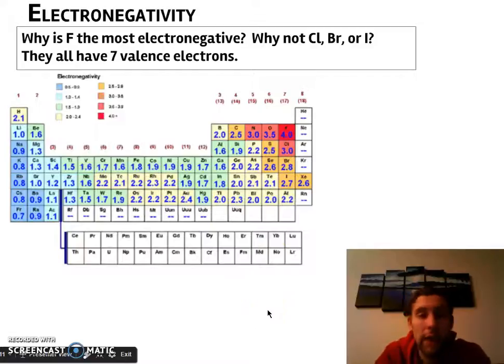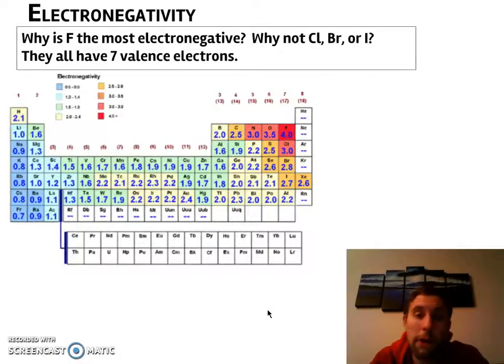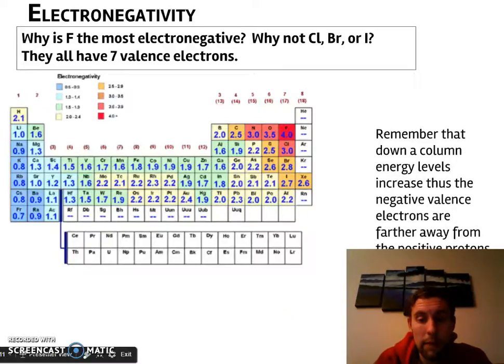So why is fluorine the most electronegative? Why not chlorine or bromine or iodine? They've all got 7 electrons. They're all just 1 electron away from a noble gas configuration.